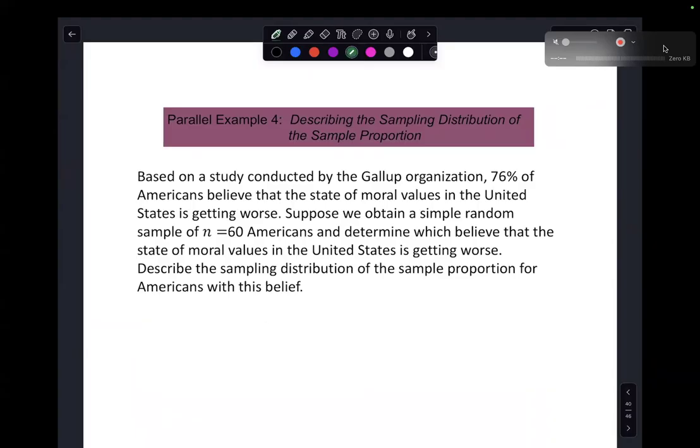So go ahead and find your mean and standard deviation. I will do the check that n is less than 5% of the population. And I'm just going to tell you that np times 1 minus p is greater than or equal to 10. I'm going to give you that part. Go ahead and find your mean and standard deviation.